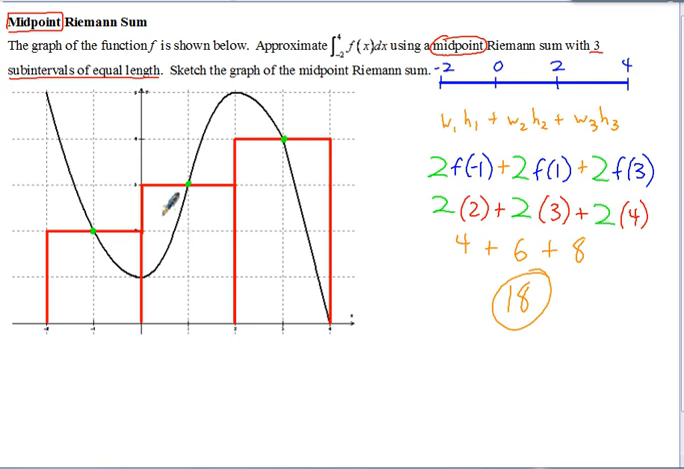This one underestimates this part, overestimates this part, but underestimates this part. And this one underestimates this part and overestimates this. So this looks like it might be a fairly decent approximation. We're pretty close to 18.